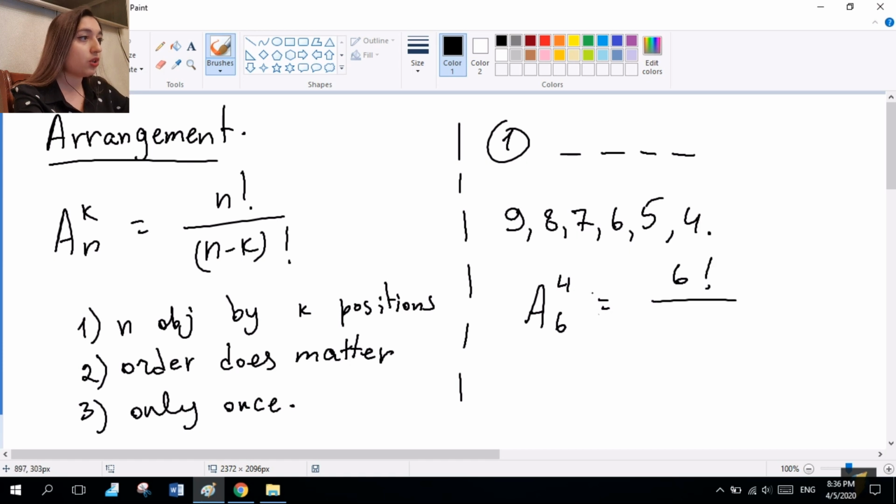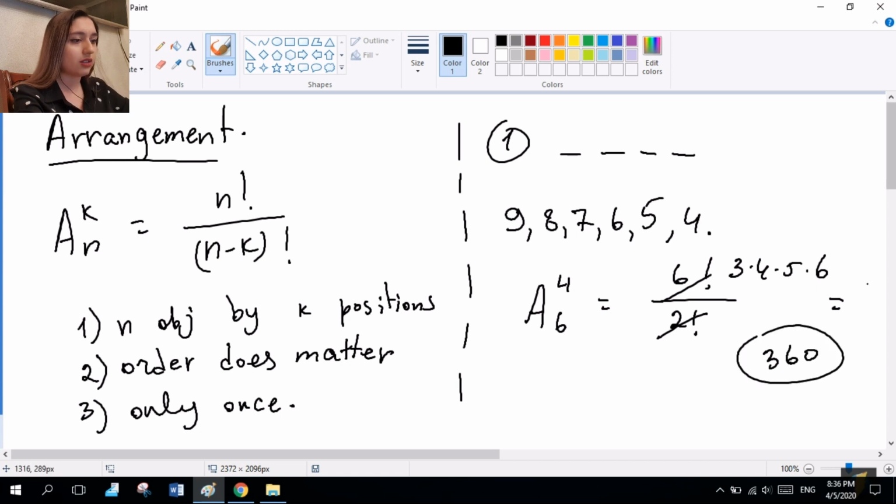It will be just 6 factorial over 6 minus 4, which is 2 factorial. Cancel these two out, we will get 3 times 4 times 5 times 6. It will be just how much? It will be 360.